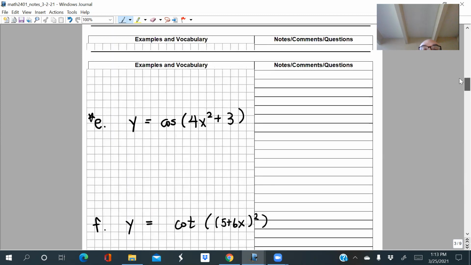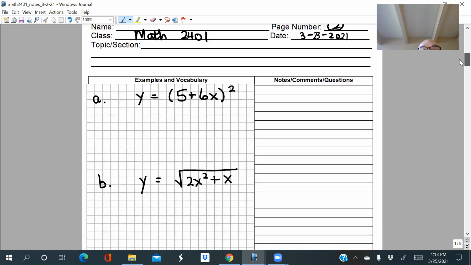Let's quickly look at one really quick example to give you a feel for how easy the chain rule is once you recognize that you're going to use it. Look at this function, (5 plus 6x) squared. I want to find its derivative. Here's what you need to recognize: 5 plus 6x is an expression raised to a power. It's not just x raised to a power, but this more complicated formula, 5 plus 6x, raised to a power. That is a perfect situation for the chain rule.